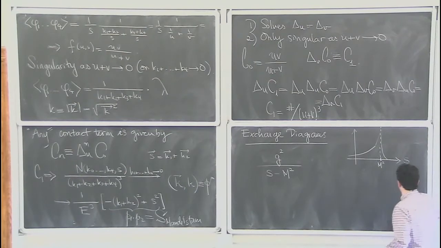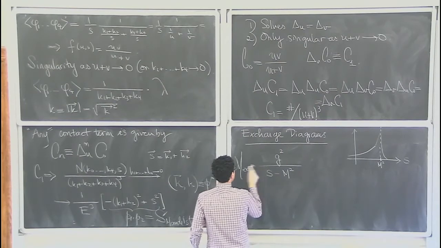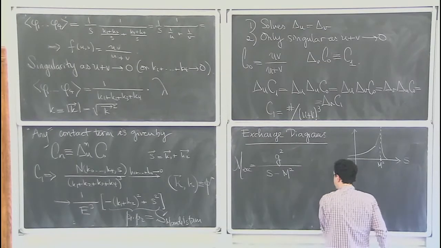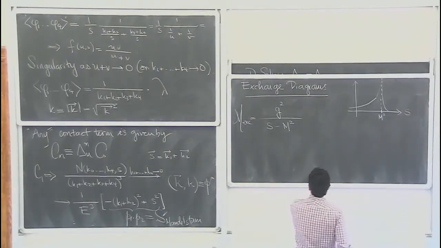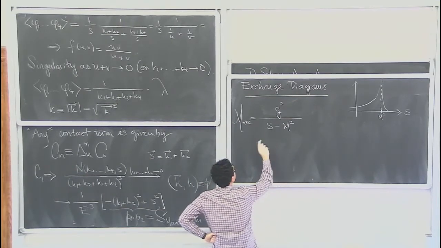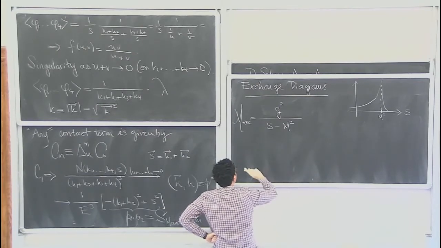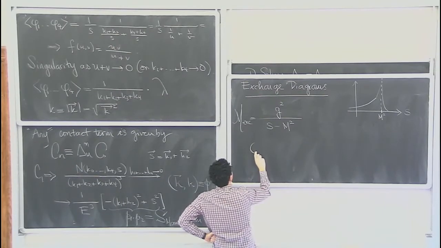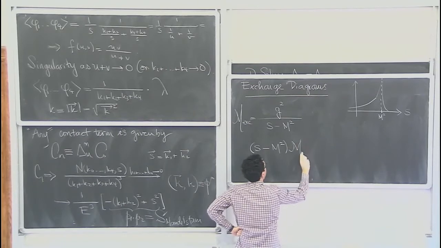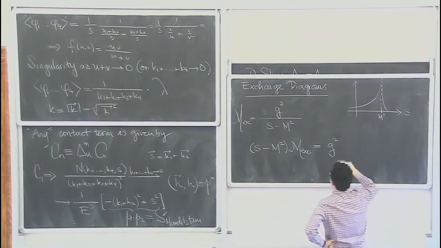Okay. So this is the exchange scattering amplitude. And in analogy with this story of delta U is like multiplying by S, I'm going to justify some equation for how this works in the case of cosmology. But notice that there is a nice way of rewriting this equation, which for scattering amplitude is trivial, but we can write the equation like this. S minus M squared times M exchange equals G squared, but G squared is like a contact term.